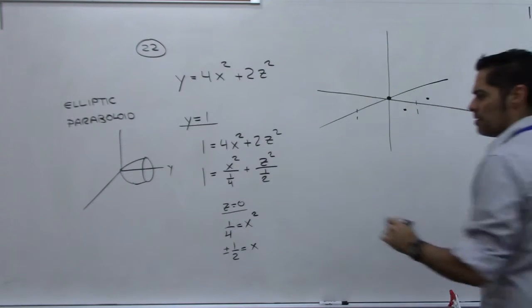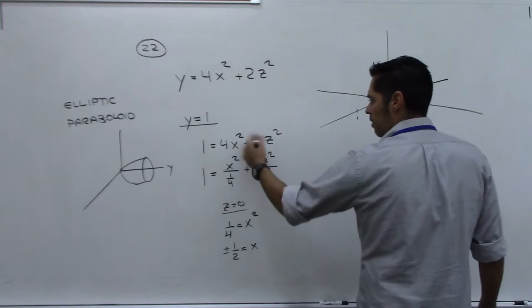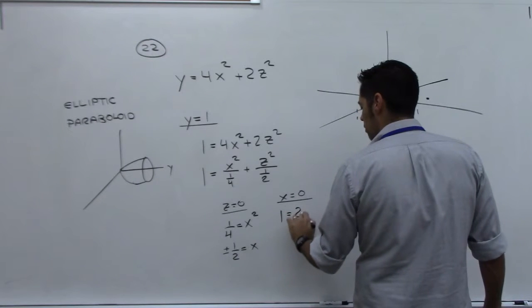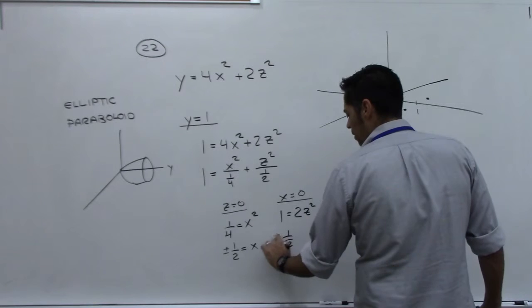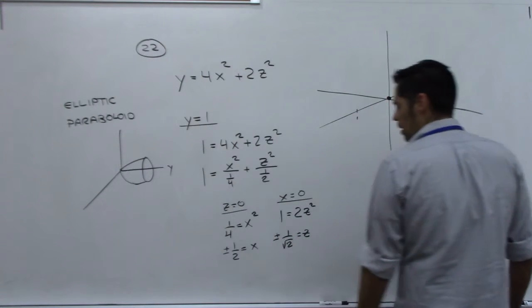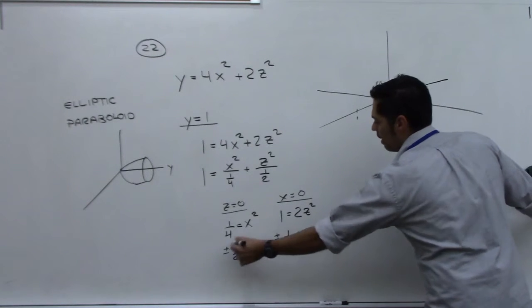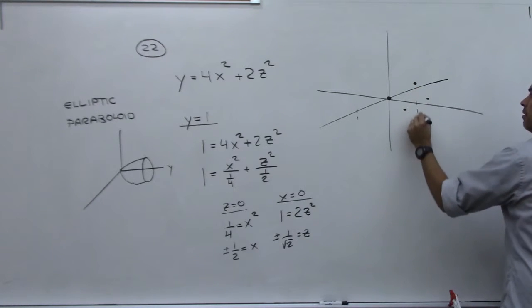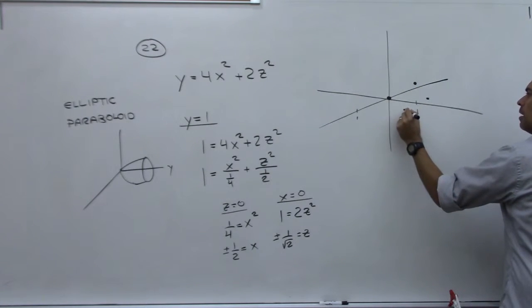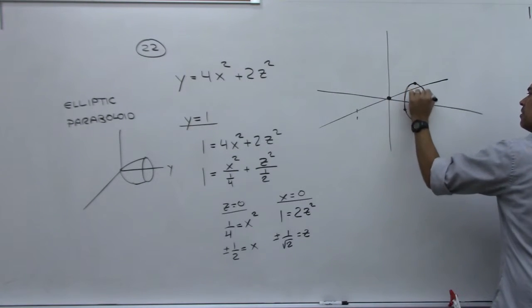And then I could try something else, like x is 0, and rewrite this, and I get 1 equals 2z squared, and that means plus or minus 1 over root 2 equals z. And so, in fact, this number is a little bigger than that number, so I'm going to go up a little bit bigger, down a little bit bigger, and then connect together. I get this ellipse, like that.